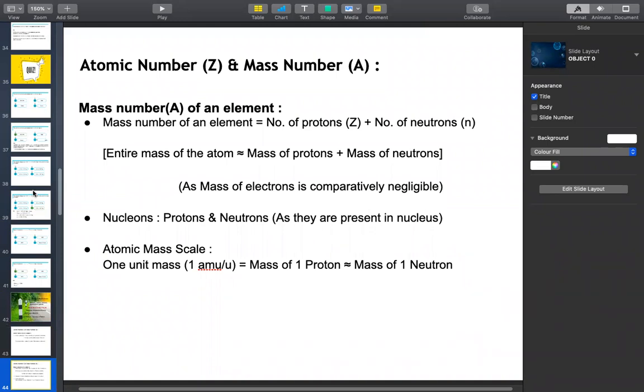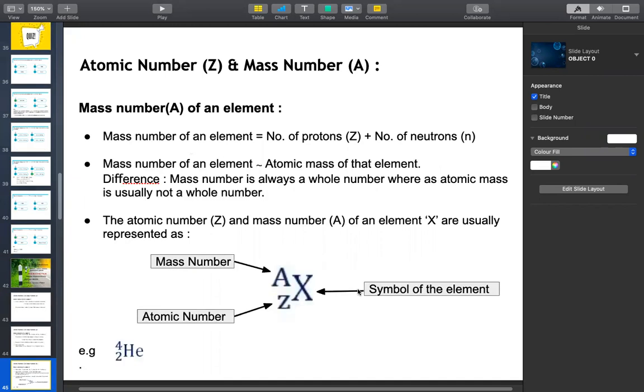Okay. Atomic mass scale: 1 unit mass will be considered as 1 AMU, and as I showed you earlier in the table, 1 AMU is almost equal to the mass of 1 proton. Okay, atomic number and mass number. This is a way of representing atomic number and mass number. If some element is given, atomic number will be written at the bottom, mass number is written at the top. Like helium is represented by 2He4. 2 is the atomic number, 4 is the mass number.